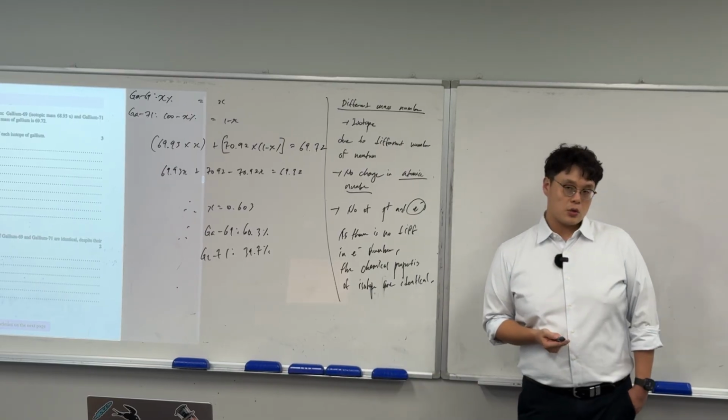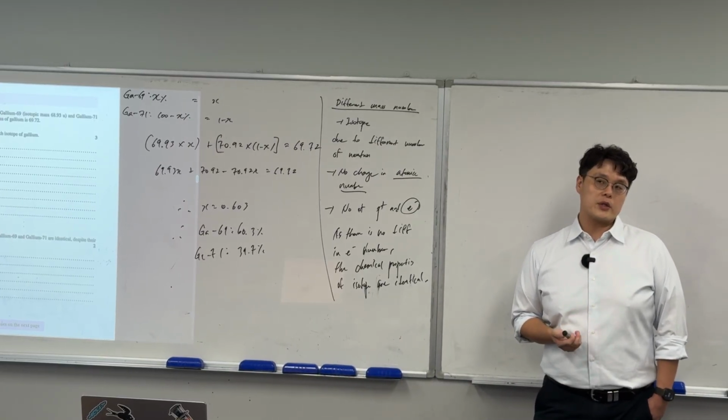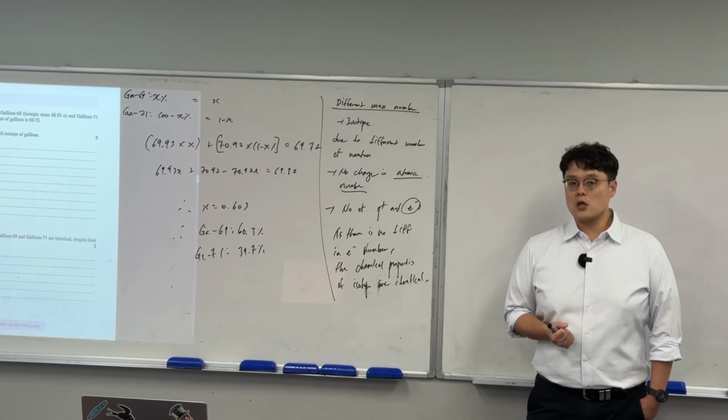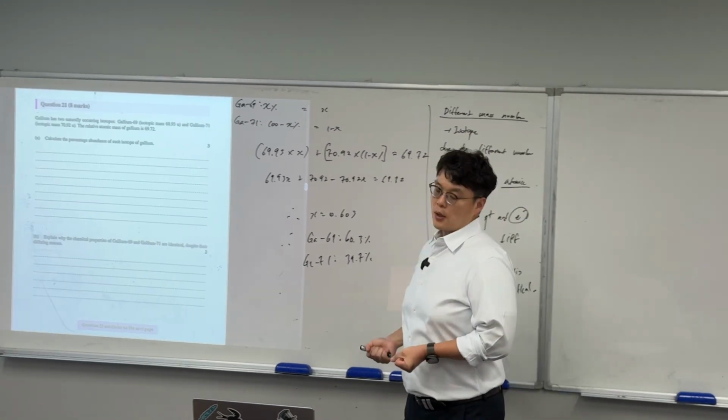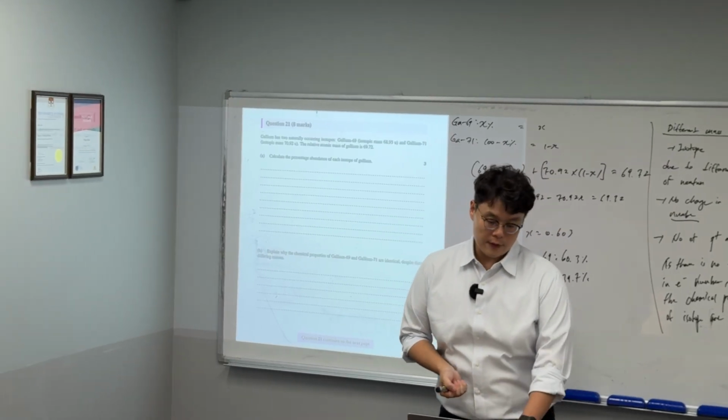The key point is you need to define how we determine the chemical properties. Also determine what happens to the isotopes' electron numbers by defining the isotopes itself. That's 2 marks then.